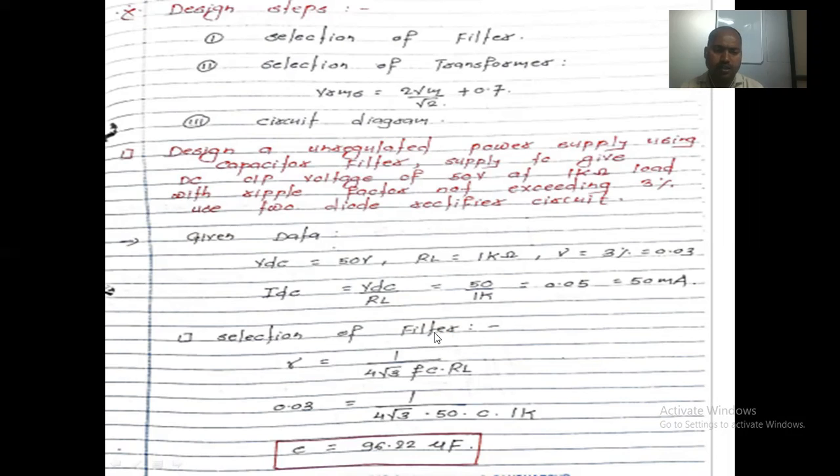Now we have seen the selection of the filter. Right? Selection of the filter. See, this is the C type of filter.